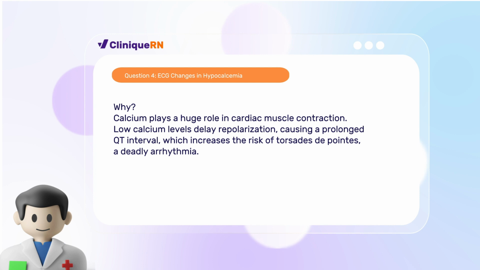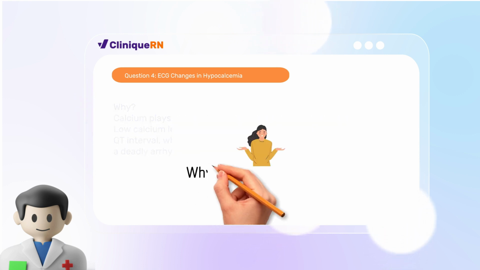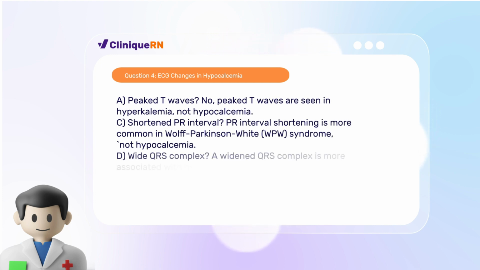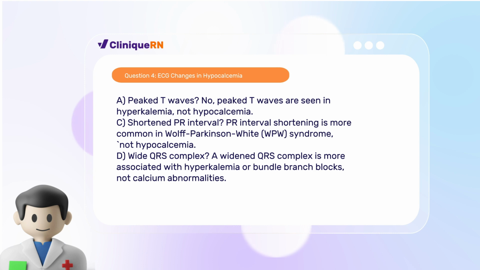Low calcium levels delay repolarization, causing a prolonged QT interval, which increases the risk of torsade de pointes, a deadly arrhythmia. Why not the other options? A. Peaked T waves? No, peaked T waves are seen in hyperkalemia, not hypocalcemia.